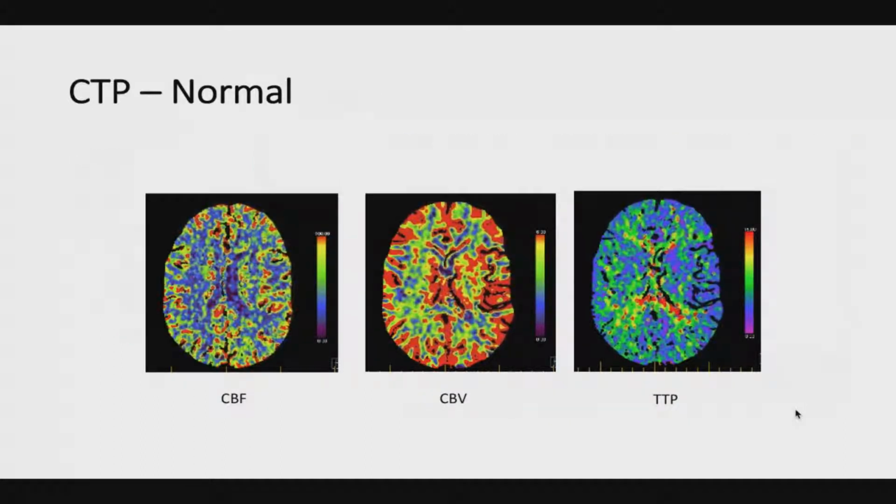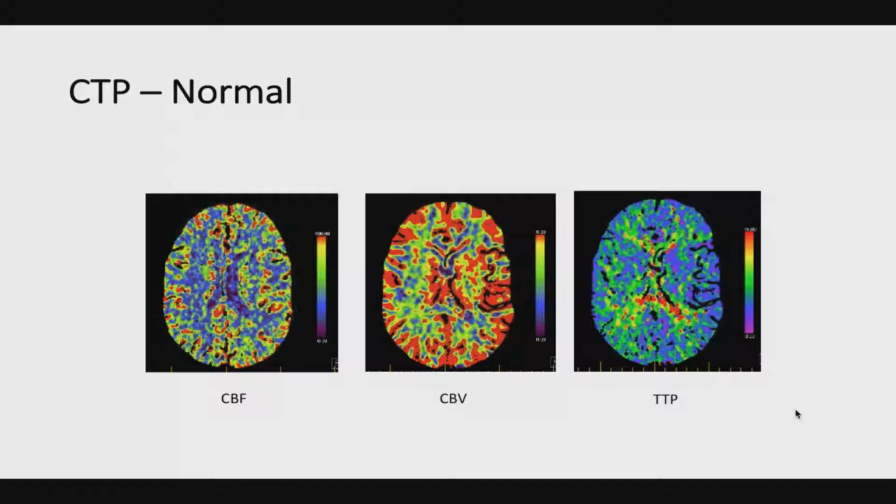So here's an example of the normal scan. So we have the cerebral blood flow, cerebral blood volume, and then we have time to peak images. And you can see they're all symmetric. Now, right next to the image, you have that colored bar. It's important to look at that and to know what's high and what's low. And you can see, on the ones I have, the red is high and blue or purple is low.